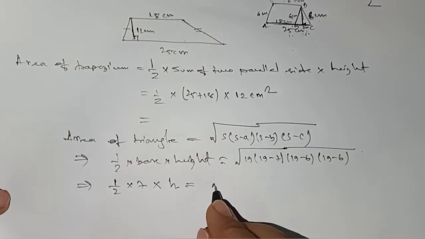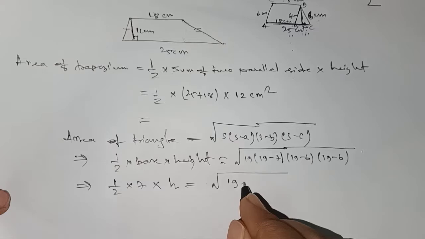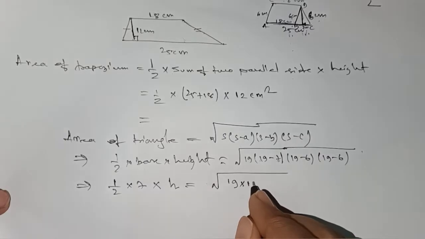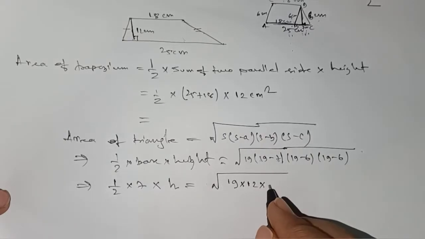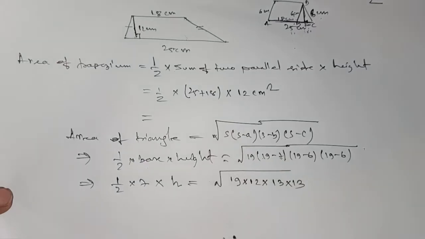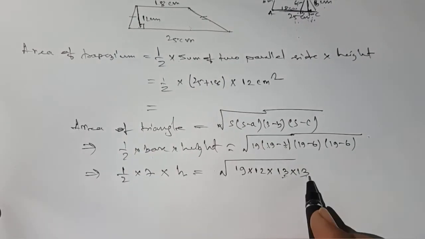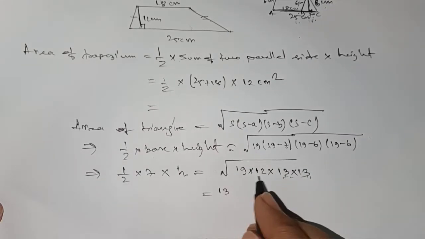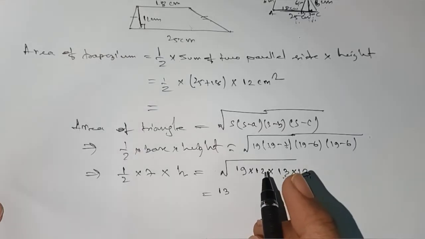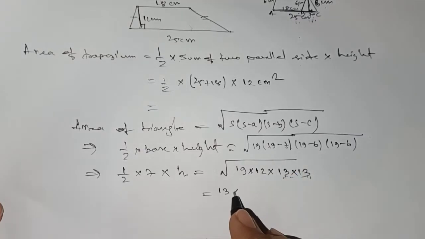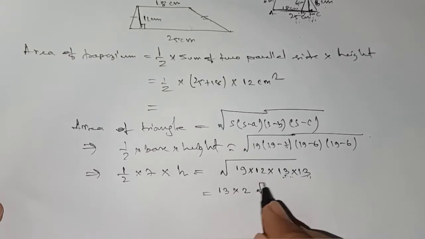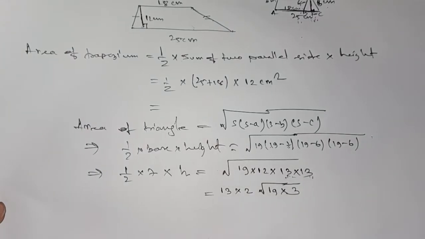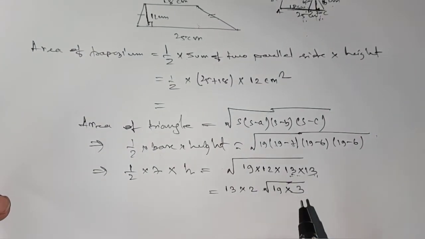Now in root 19 will remain the same, and here we'll get 19 minus 7, that is 12, and this is going to give 13 into 13. You can see that 13 square will come out, so we'll get 13, and from 12 we'll get 4 into 3, so 2 will come out. So we have 19 into 3 inside. As it is not a perfect square, it will remain inside.